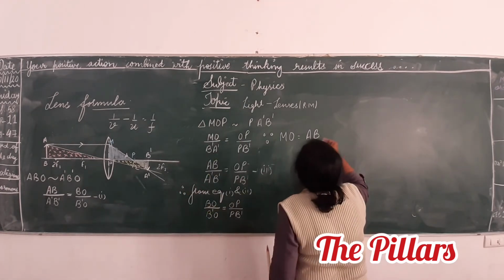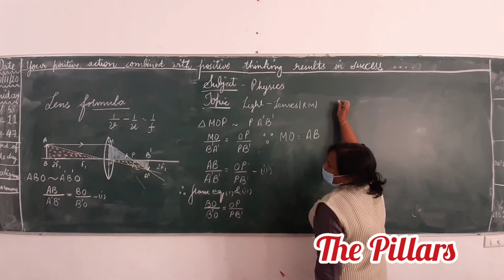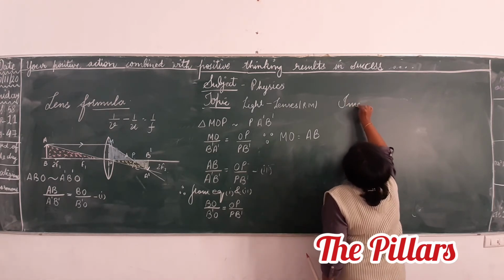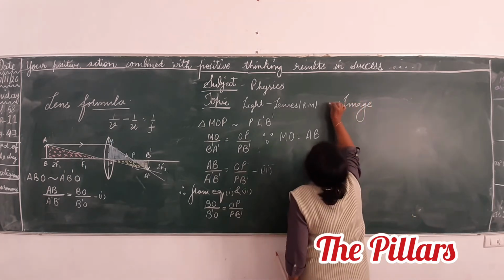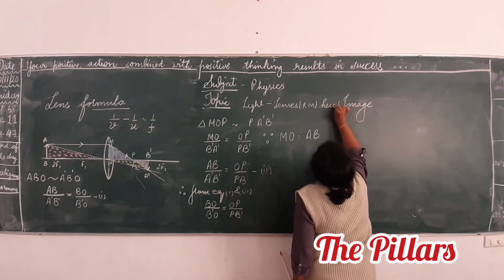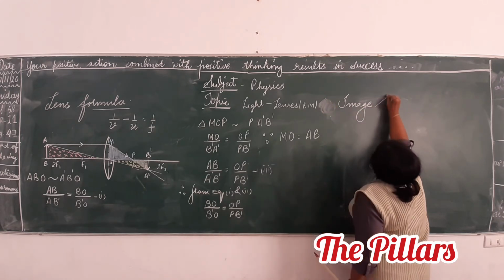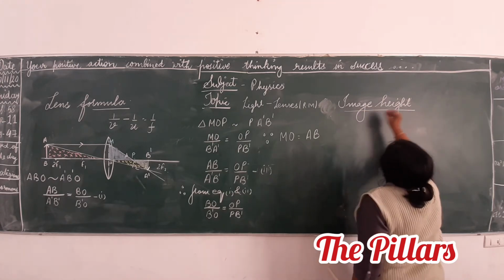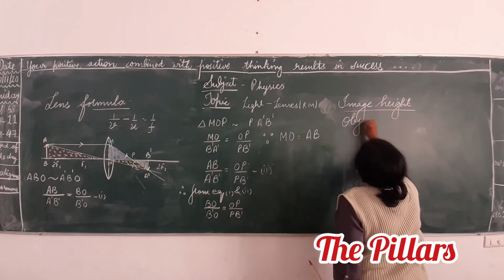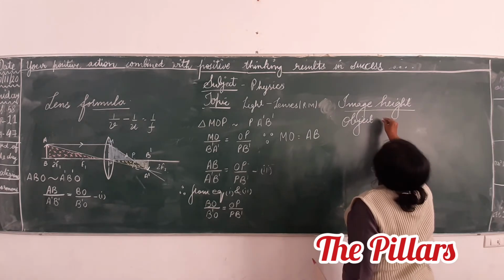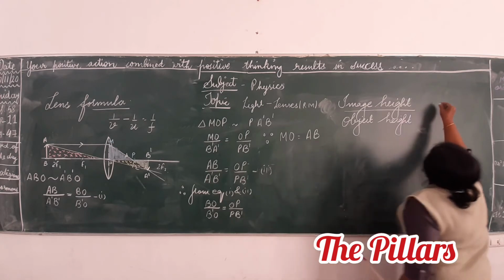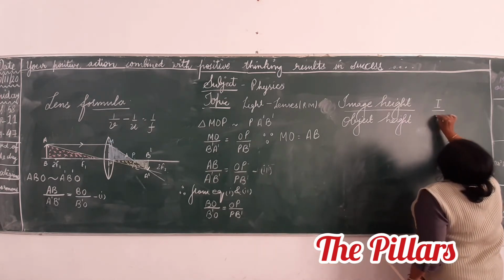Linear magnification. It is defined as the ratio of image height to object height, isn't it? If you take image height as I and object height as O.